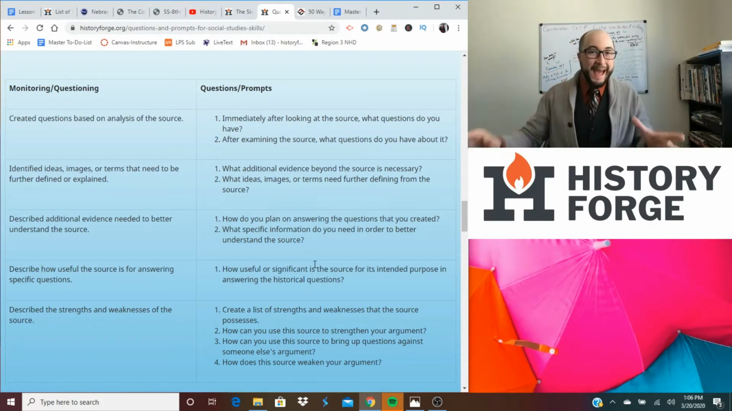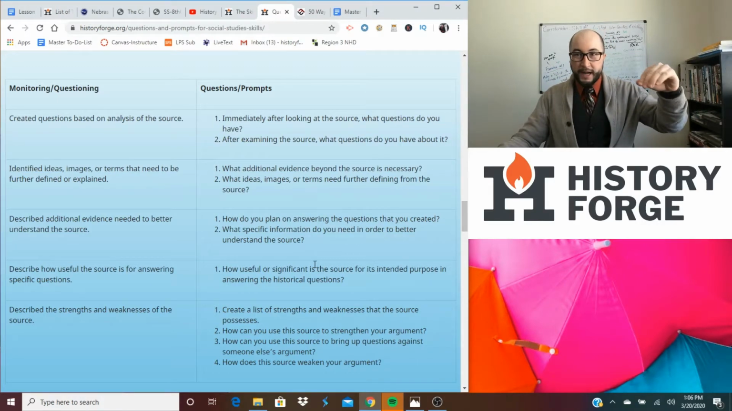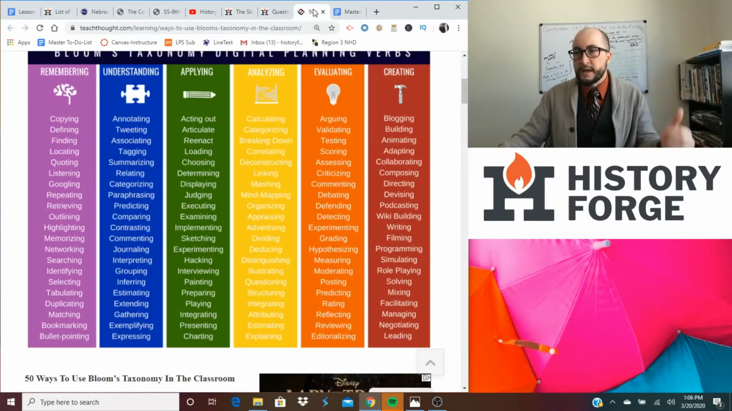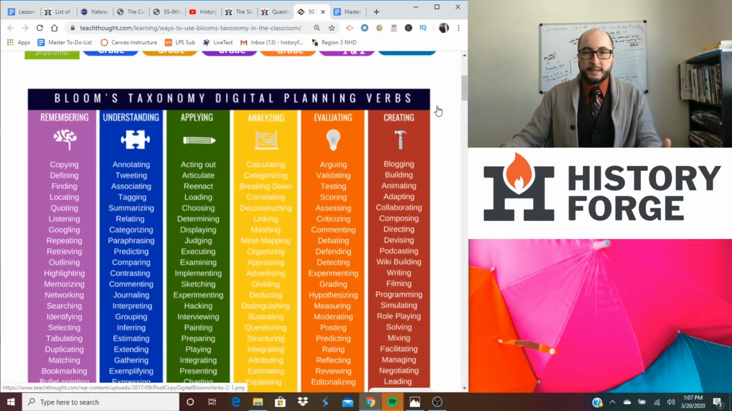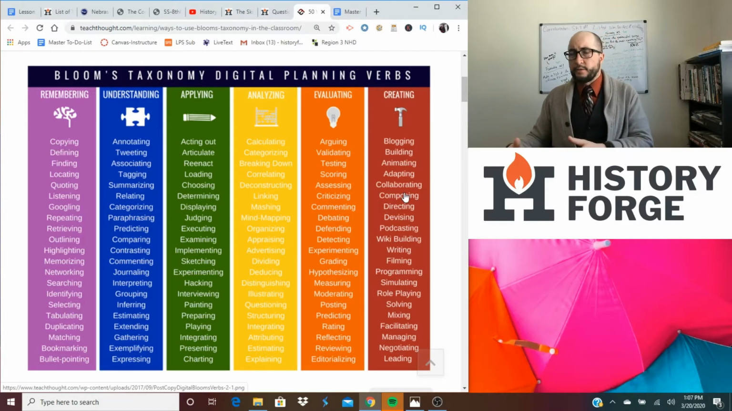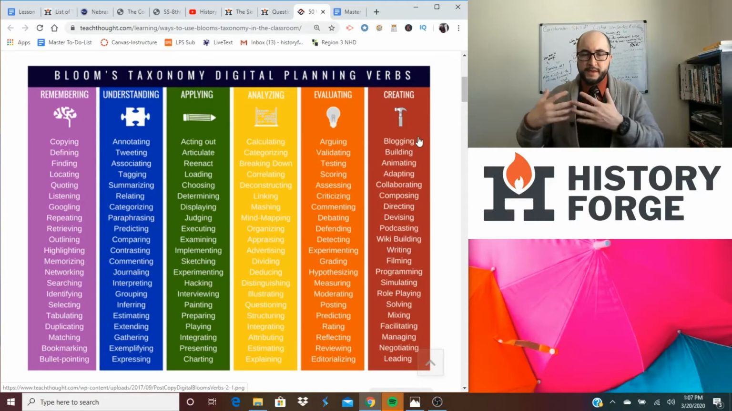Not only do we have to choose what kind of skill we're looking at, we also have to think about how we actually stage thinking. I find Bloom's taxonomy is a great way of looking at it. Looking at an example of Bloom's taxonomy digital planning verbs, you have the left side, which is remembering. It's very basic level. Then we have creating. That's very advanced level, and we want our students to get to this advanced level. That's where we could say they are mastering the thinking they're trying to do, because they're actually originally creating something.